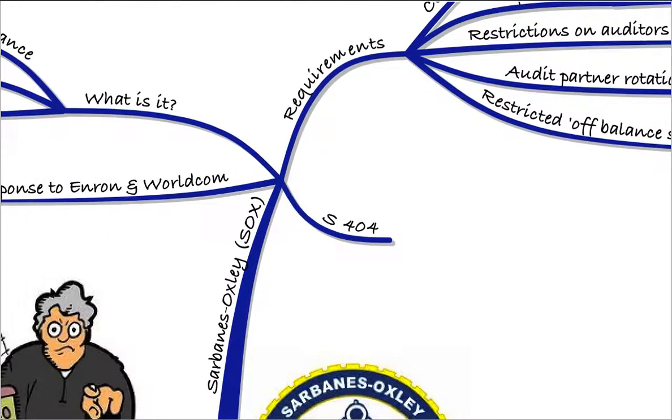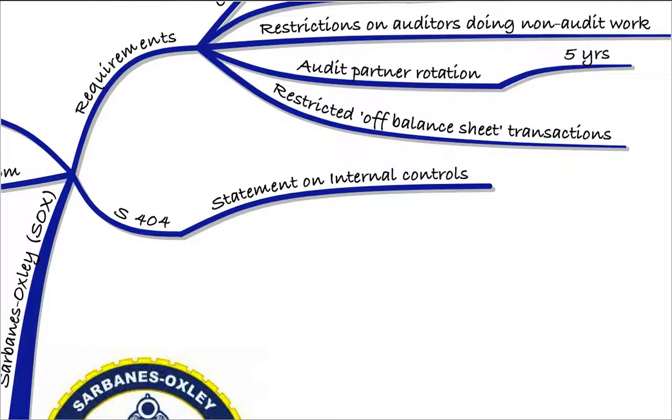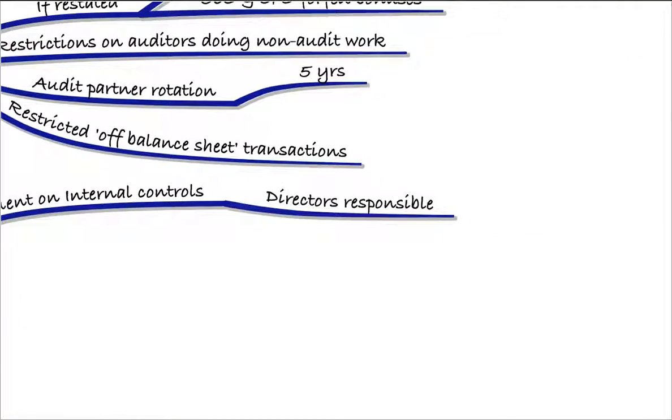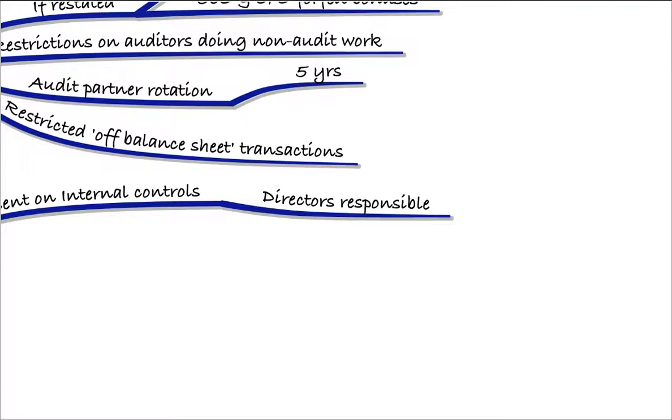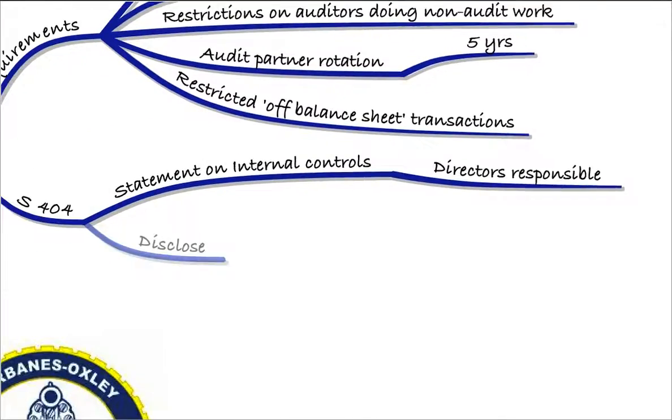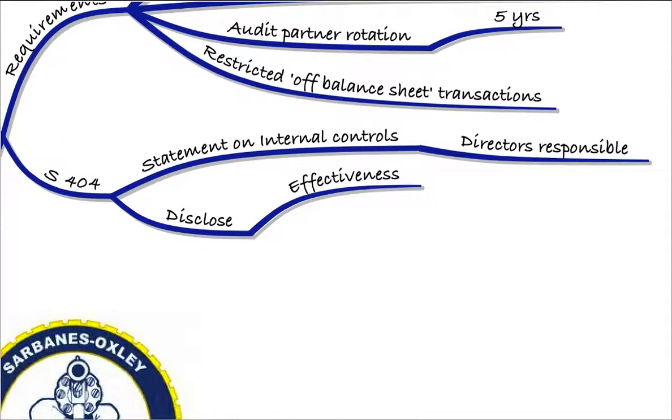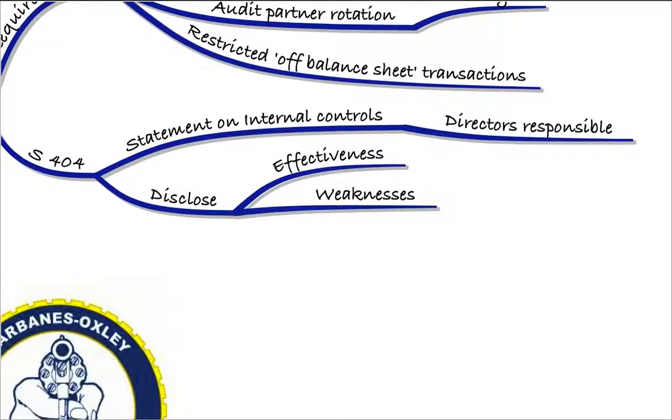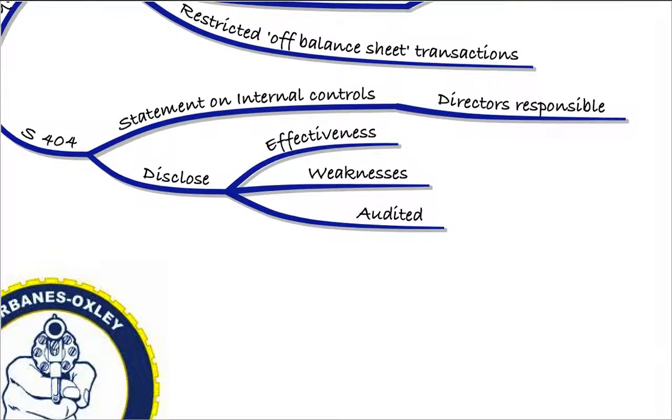Section 404 in particular says that we have to give a statement on internal controls by the directors, so they need to actually state that they are responsible and who is responsible for the internal controls. So they need to disclose how effective the internal controls are, if there are any weaknesses they're aware of, and those internal controls need to be audited.